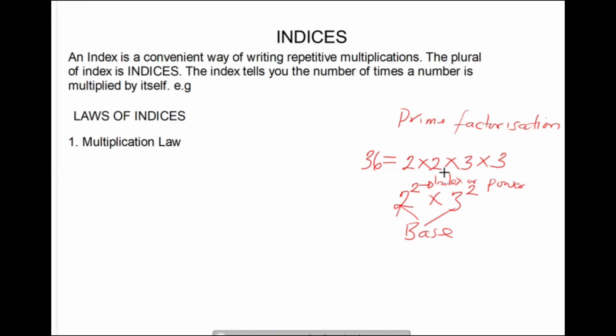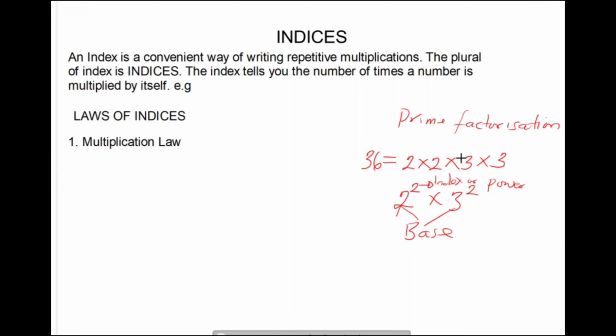So this knowledge of prime factorization will help us when we are trying to express a number in indices, because index is the singular and indices is the plural of index. So when we have more of these, we are referring to them as indices. The knowledge of prime factorization is required when we are dealing with indices. The basic thing in prime factorization is to express a number as a product of its primes. To express a number like 36, I've expressed it as a product of its primes.